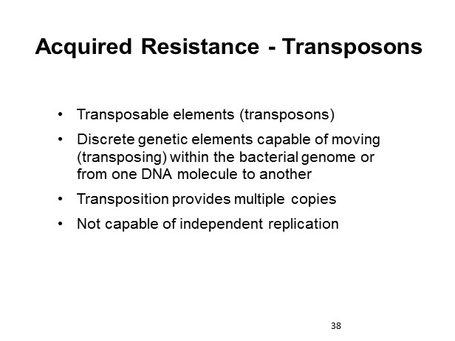I mentioned these structures called transposons. They are literally termed transposable elements, and they're discrete genetic elements capable of moving within the bacterial genome or from one DNA molecule to another. They are not capable of independent replication, so must be incorporated within the genome somewhere. This transposition provides multiple copies and is a very effective way of passing antibiotic resistance information and genes from one cell to another.